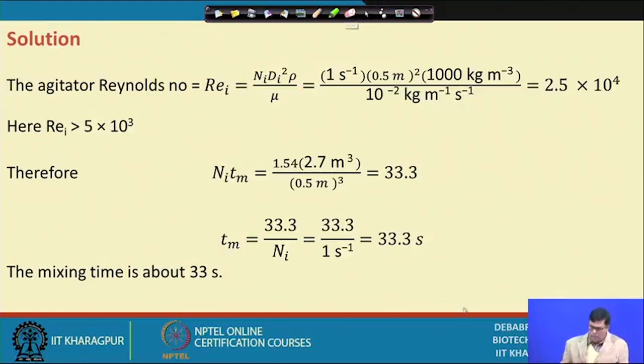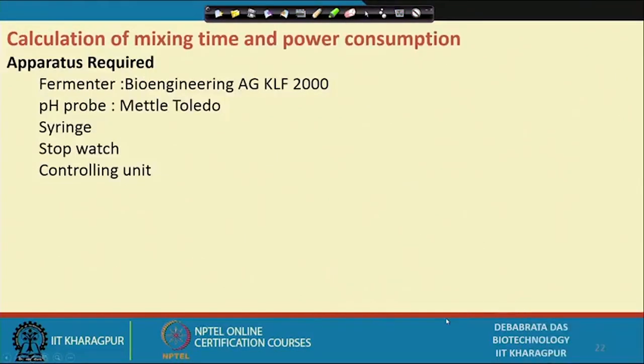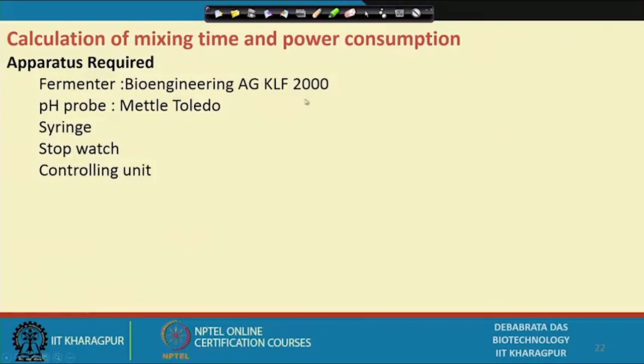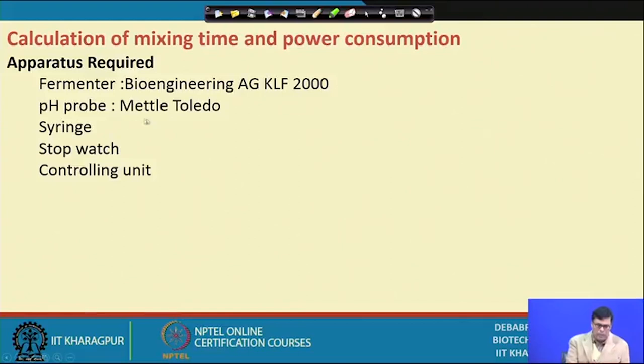Next thing I want to share with you is that we carried out some experiments in our lab to find out how to calculate the mixing time and how it correlates with the power drawn by the agitator and the Reynolds number. Now, we used the bioengineering AG fermenter and a pH probe. I told you, whenever you do that, you have to use some kind of monitoring device, and a pH probe is required. Other things required are a syringe, stopwatch and other control unit.